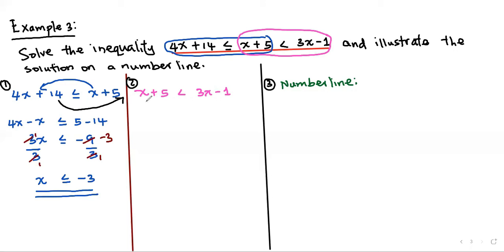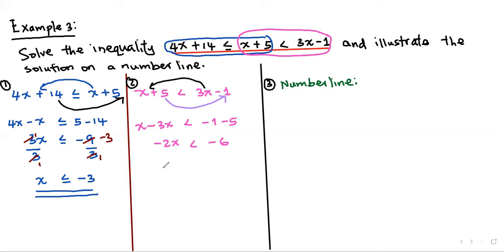We will solve the inequality x plus 5 is less than 3x minus 1. And we will bring this 3x to come this side. And then we take this 5 to go this side. So let's begin right away. So we have x minus 3x is less than minus 1 minus 5. So x minus 3x, we will get minus 2x, which is less than minus 6.